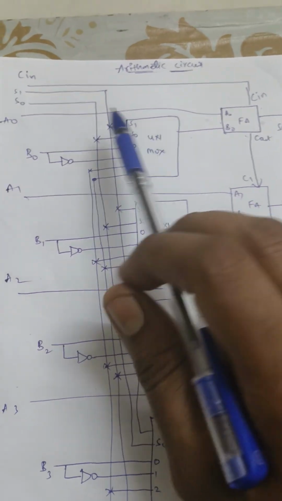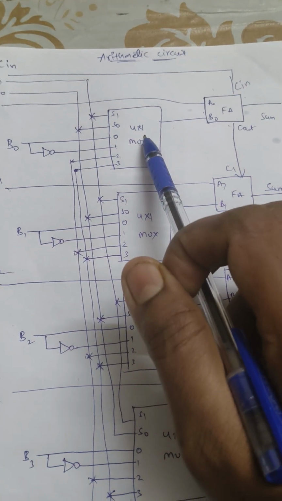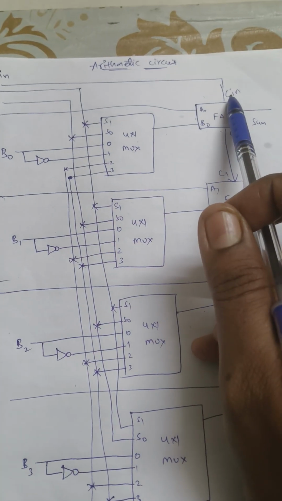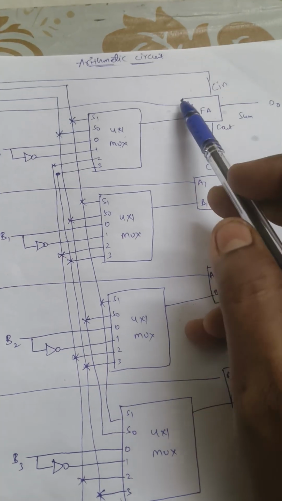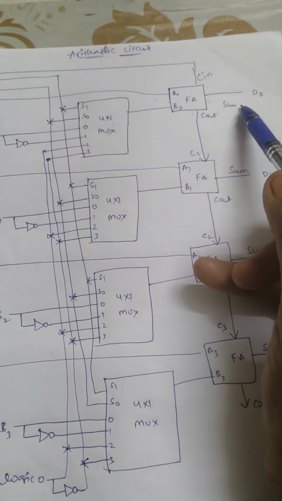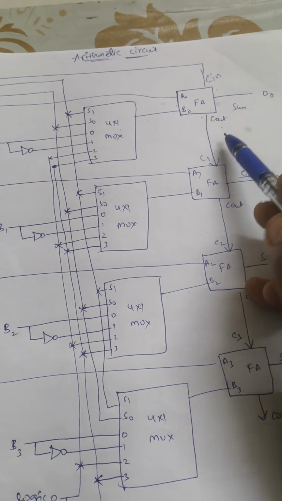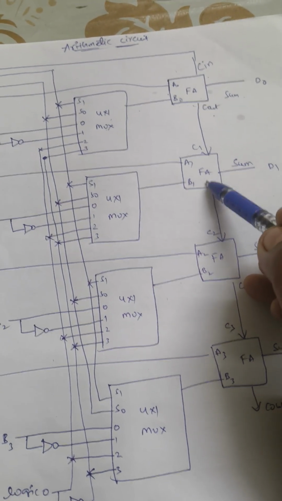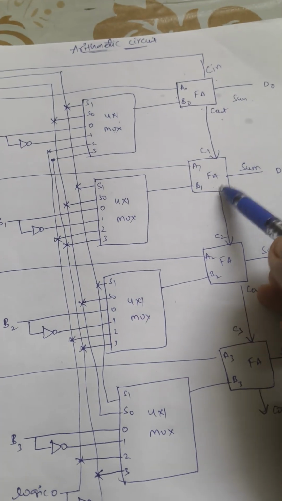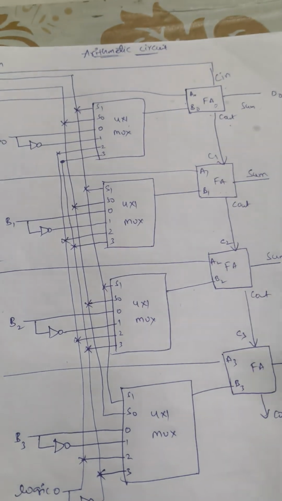One A bit is directly from the A bit data, and the B bit data is from the multiplexer output, along with a previous carry. So the full adder has two operands and one previous carry, resulting in a sum and carry out. Okay, this carry out is again the input for the next higher order full adder.